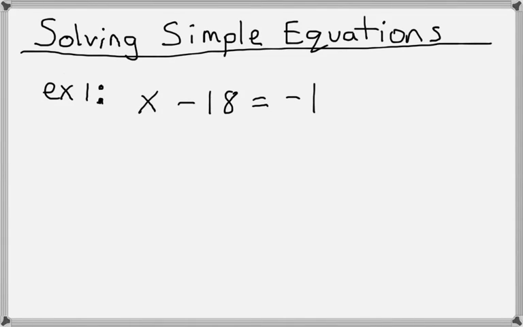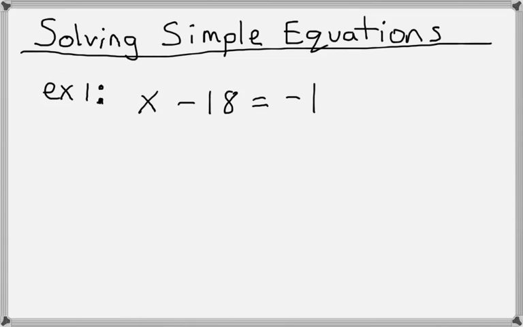In this video, we are going to go over how to solve simple equations. So let's look at our first example. Here we have x minus 18 is equal to negative 1. When you are trying to solve an equation, that means you are trying to isolate the variable and figure out what value of that variable is going to make this equation true.